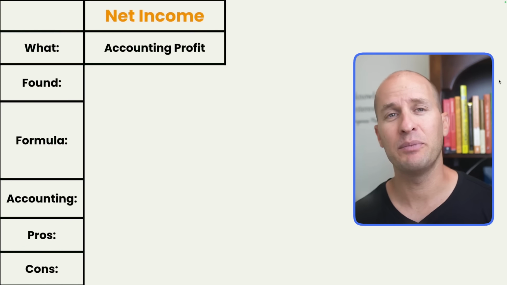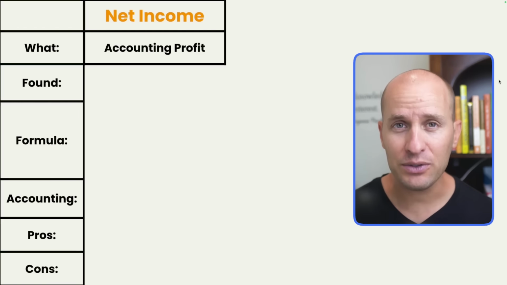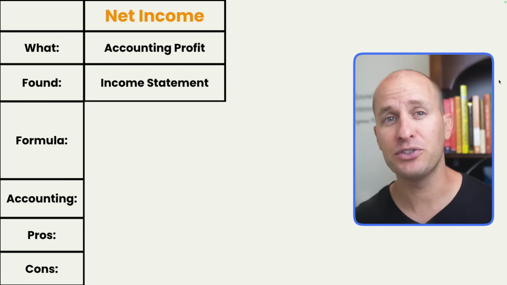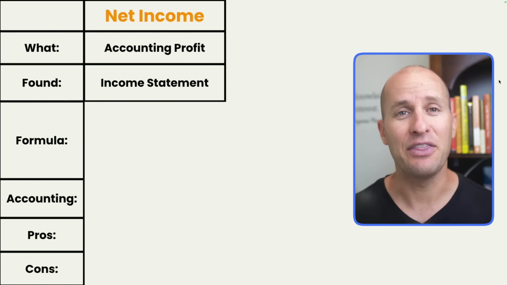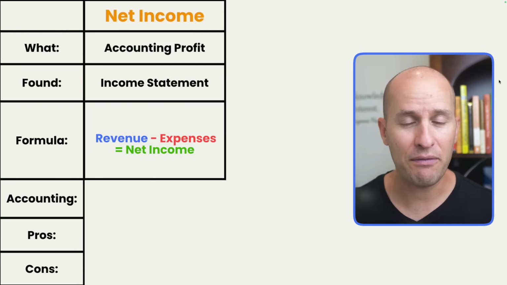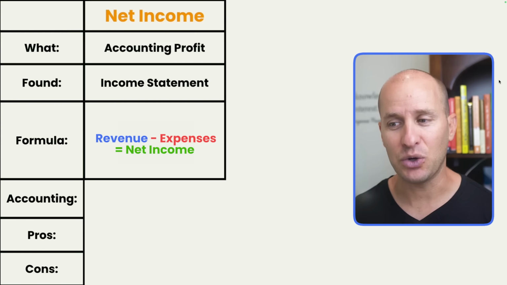Now, net income is designed to show a company's accounting profit. To find this number, you simply look at the income statement, and the formula couldn't be simpler. It's revenue minus all the company's expenses equals net income.